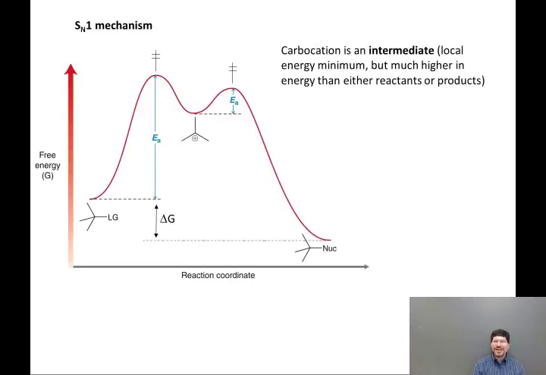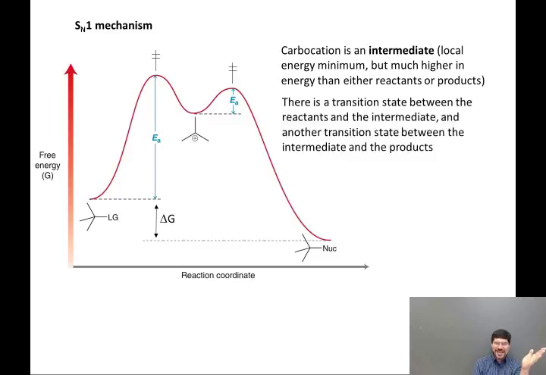So when we say that the carbocation is an intermediate, that is a local energy minimum. So there is a transition state between the reactant and the intermediate, and another transition state between the intermediate and the products that are both higher in energy than the intermediate is. But what you need to know is the carbocation intermediate's energy is much higher than that of the reactants or the products. Intermediates have lifetimes longer than transition states. They are sometimes on the order of seconds as opposed to 10 to the minus 12 seconds.